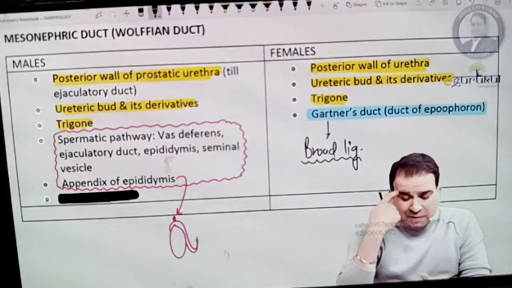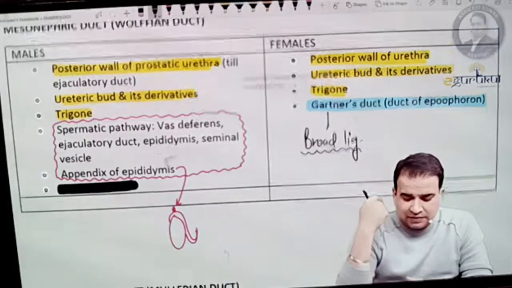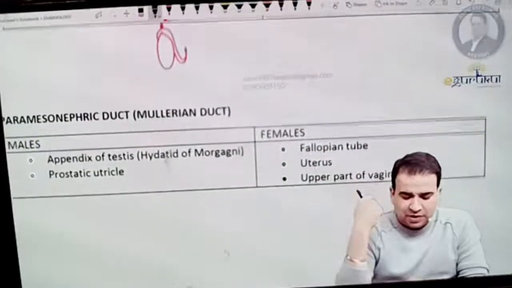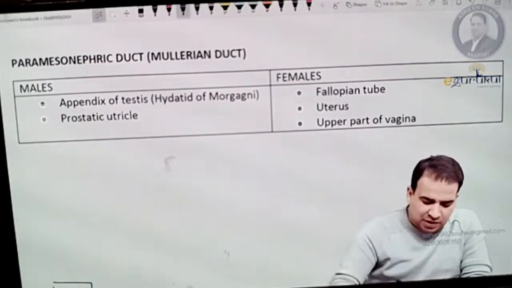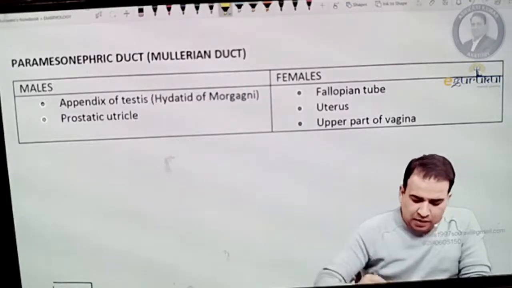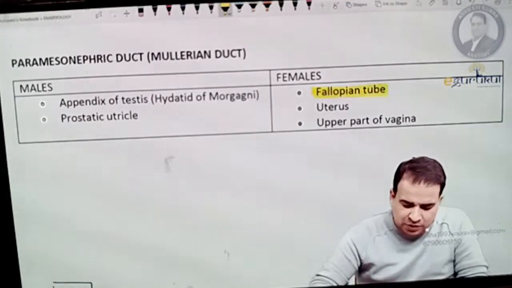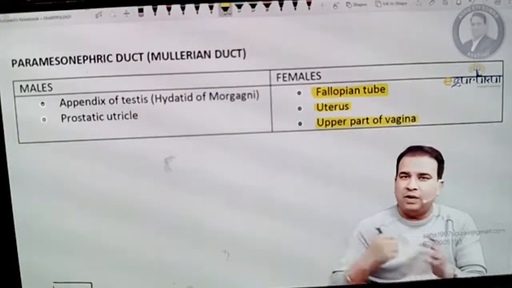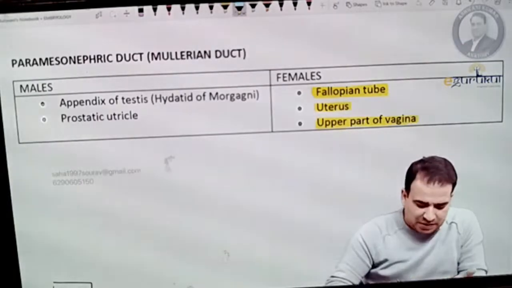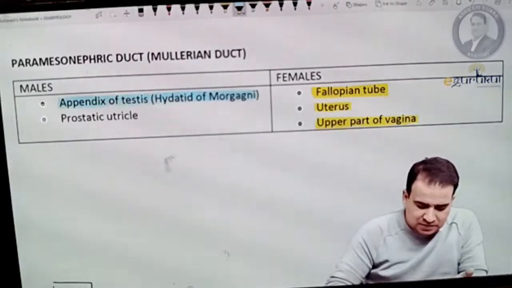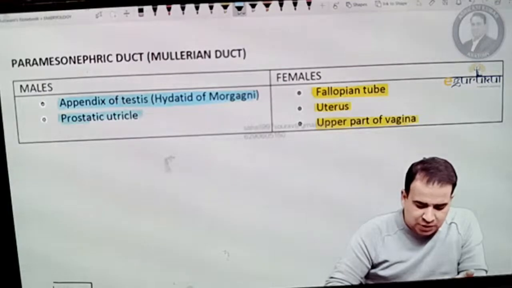Similarly, paramesonephric duct, guys, what are the derivatives and the remnant of the paramesonephric duct? But there is nothing much in that. When I say paramesonephric duct or Mullerian duct, only female derivatives. You've got the fallopian tube, the uterus, and the upper part of vagina. We just discussed that. They're all derived from where? From the paramesonephric duct. In the male, just remnants: appendix of testis and the prostatic utricle.